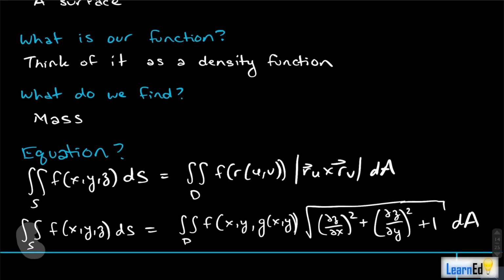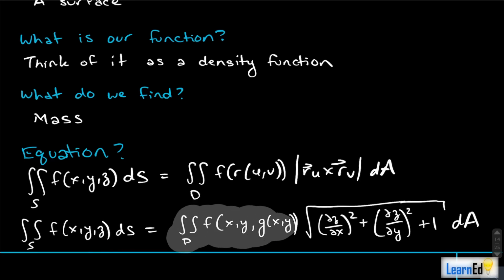And the other equation that we have here is a surface integral, and that's equal to that double integral of f of x, y, and then we have g of x, y. So this is when you can represent z as a function of x and y, and in this case, you have a nasty square root after that, but it's not the worst thing in the world, I guess.